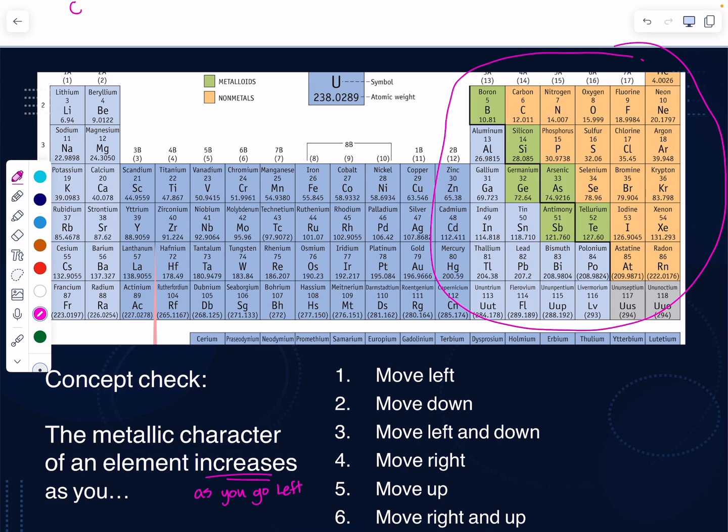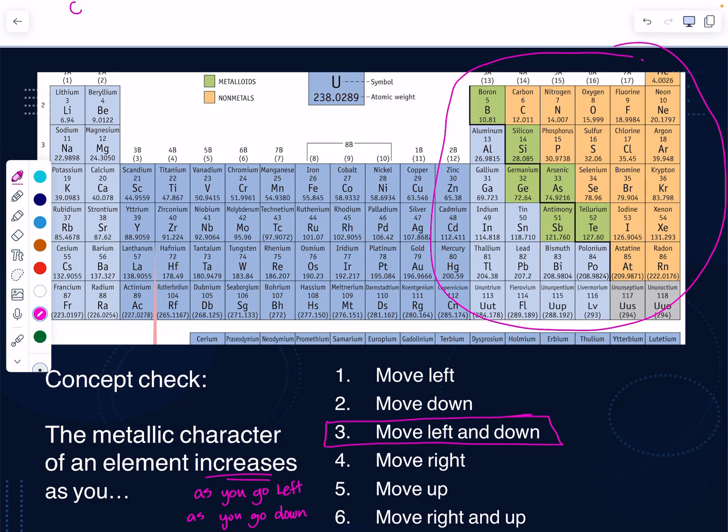So which direction are you traveling to get to the blue? We're going down, right? Okay, so our second thing is going to be, as you go down: the metallic character of an element is going to increase as we move left and down.